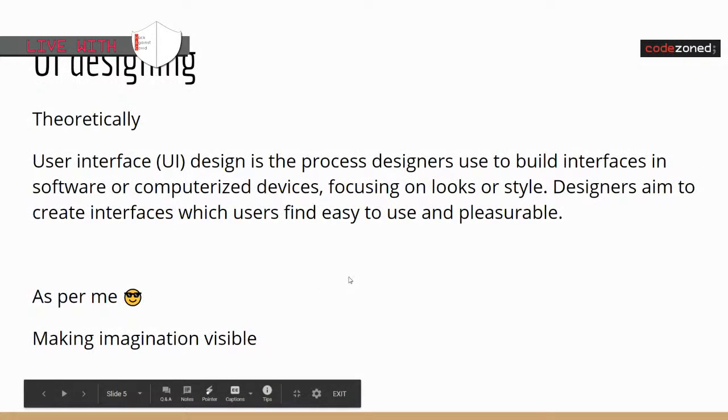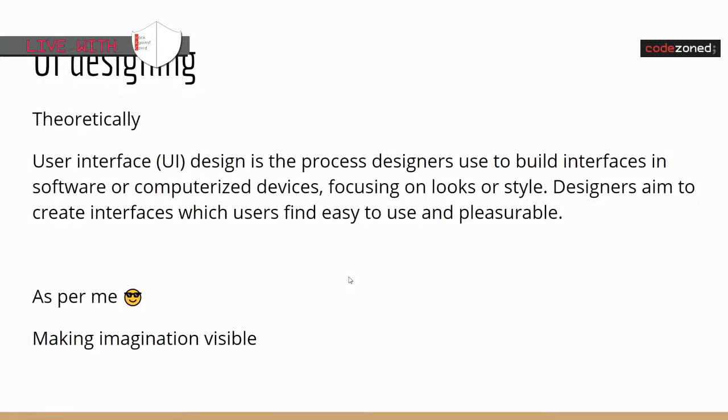Then what is UI designing actually? Theoretically, the definition is taken from Wikipedia and I'll just read it for you. User interface design is a process designers use to build interfaces in software or computerized devices, focusing on looks or style. Designers aim to create interfaces which users find easy to use and pleasurable. And this is the theoretical one, and the definition as per me is making imagination visible. Now that might start making sense to you: whatever you are imagining, making it visually visible to other people and sharing your ideas in terms of a design is more or less called UI designing.